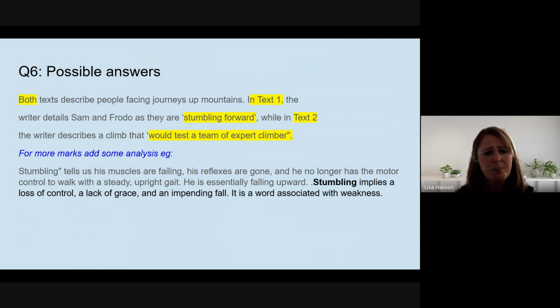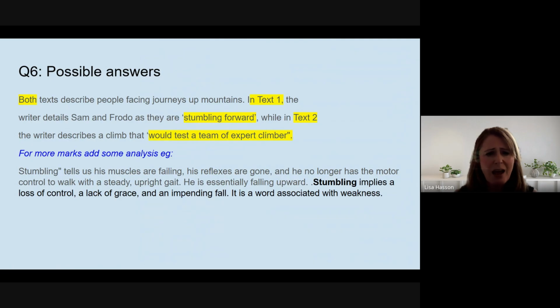So "stumbling" tells us his muscles are failing, his reflexes are gone, and he no longer has the motor control to walk with a steady upright gait. He is essentially falling upward. Stumbling implies loss of control, a lack of grace, and an impending fall. It is a word associated with weakness.